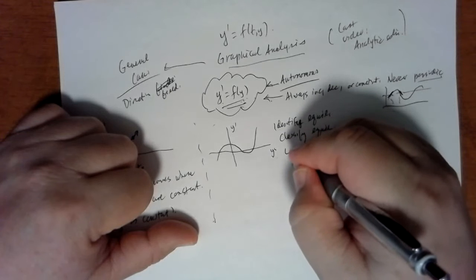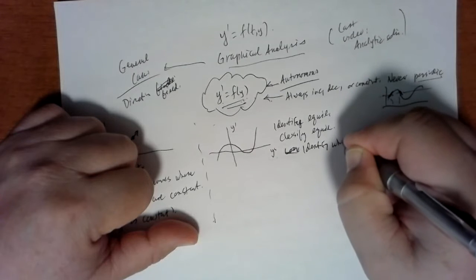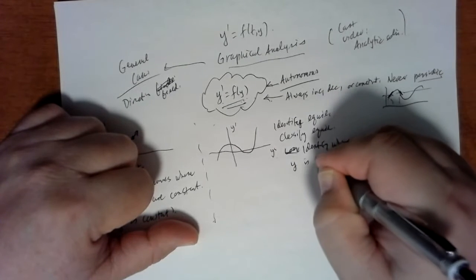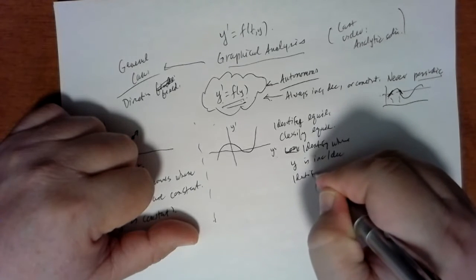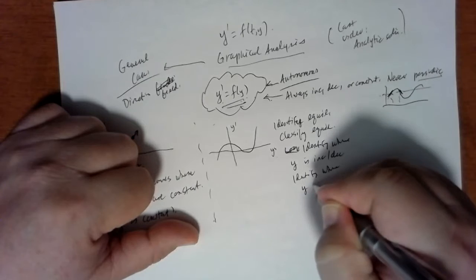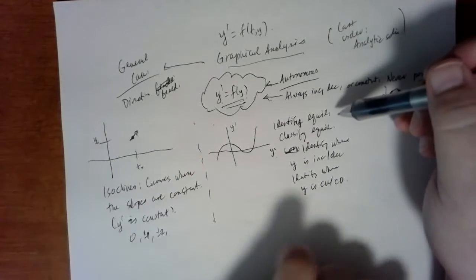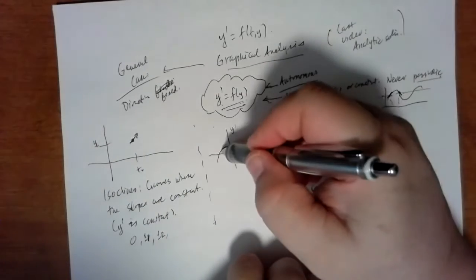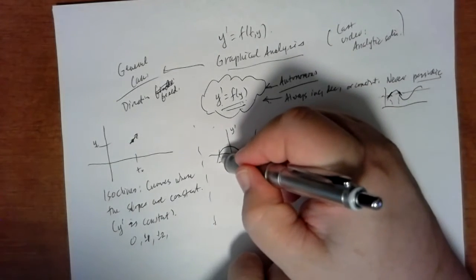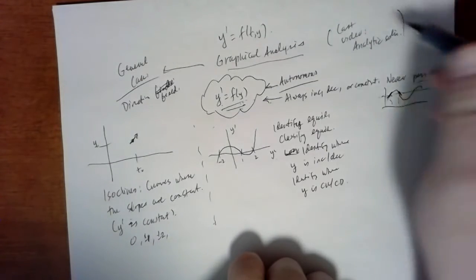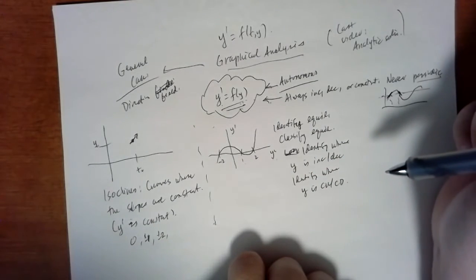Identify where the solution y is increasing and decreasing, and identify where y is concave up, concave down. Okay, so let's go through these briefly. Equilibria are where the function crosses the axis there. So for example, if this is -2, 1, and 2, maybe, our equilibrium solutions would be y equals -2, y equals 1, y equals 2.